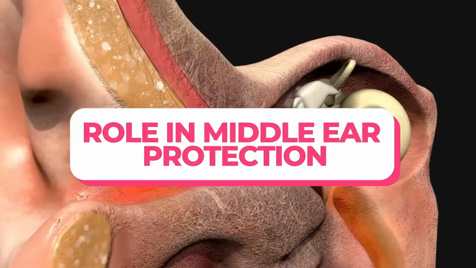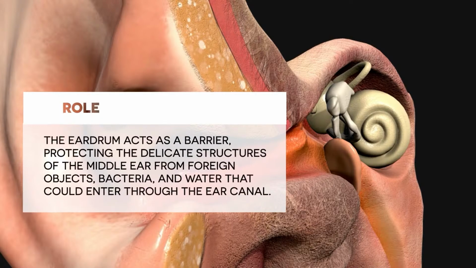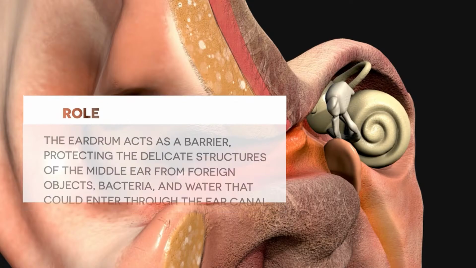Role in middle ear protection. The eardrum acts as a barrier, protecting the delicate structures of the middle ear from foreign objects, bacteria, and water that could enter through the ear canal.